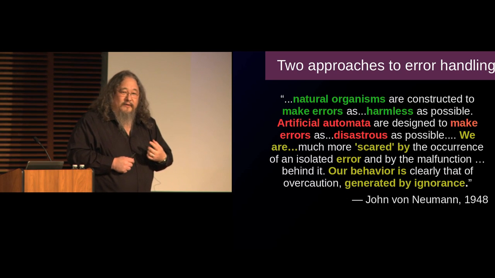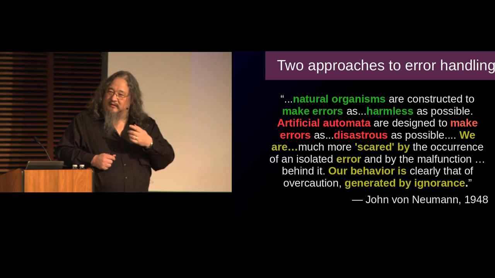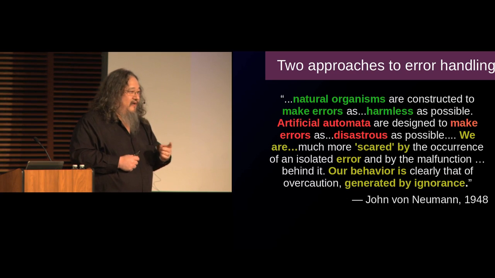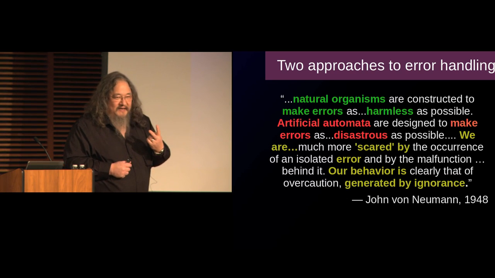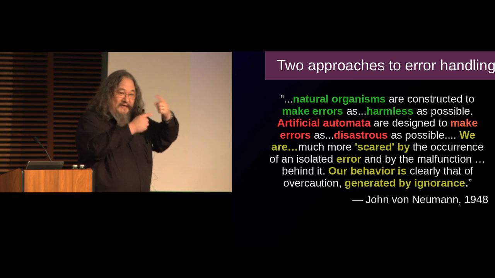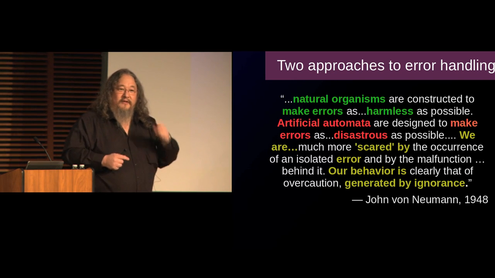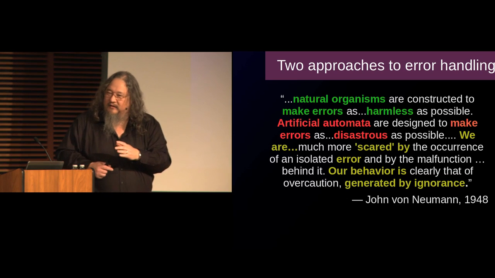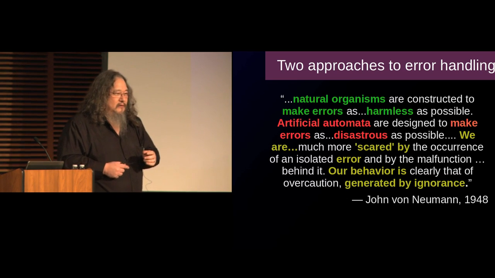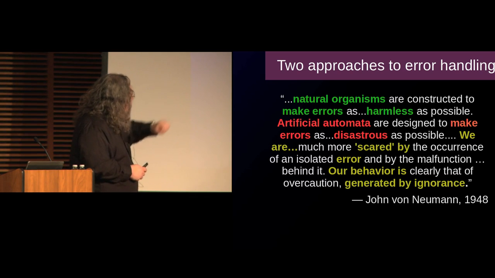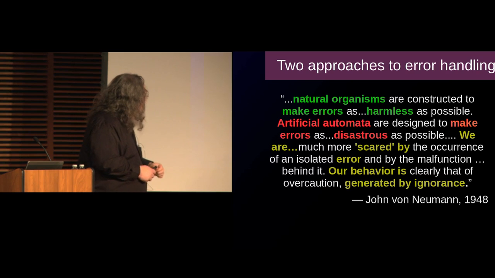Why? Because if you've ever tried to debug a program, if one thing has gone wrong, it's hard enough to figure out the problem. But if two things have gone wrong simultaneously, it's virtually impossible to figure out what went wrong. Now the possible combinations become astronomical. The only safe thing to do is to stop the insanity, the instant anything goes wrong. And that's how computers work. And he's saying we shouldn't be that way. Our behavior is clearly over caution generated by ignorance.